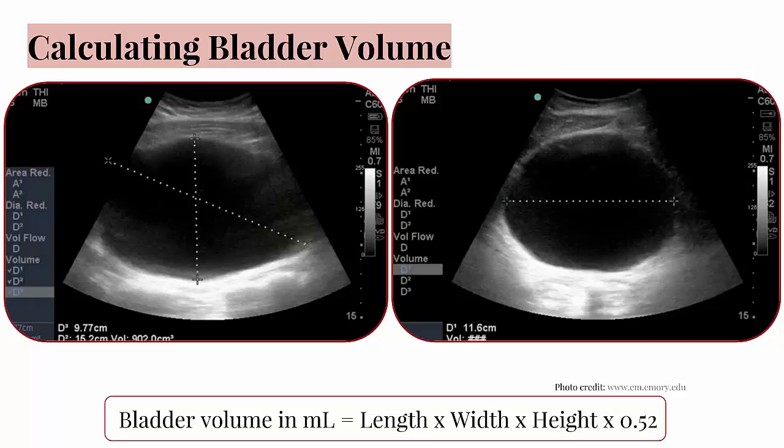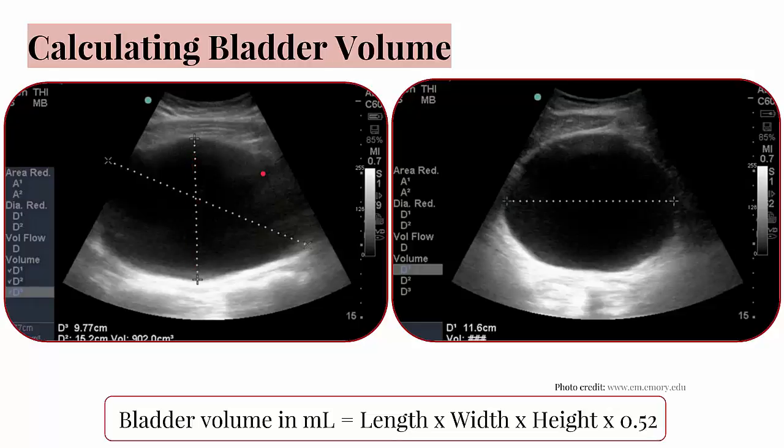Some of our machines are actually going to have this measurement capability, but it's not necessary. You can do the measurements yourself and then do the calculations. First, you're going to use the sagittal view to obtain the length and height measurements. A key aspect of this exam is that the length is going to be the diagonal length of the bladder as demonstrated here. So you're actually going to be looking for this diagonal length for your length. And then here is your height.